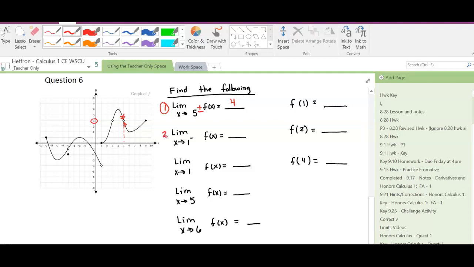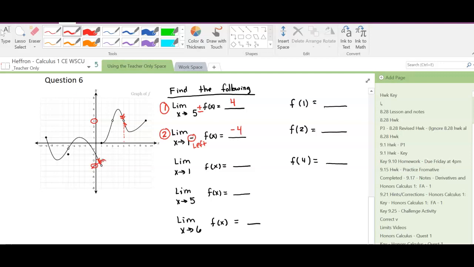Now for the second one, we are only looking for the left side because of that minus after the 1. So only from the left, as I get closer and closer to 1, I can see I'm approaching -4.